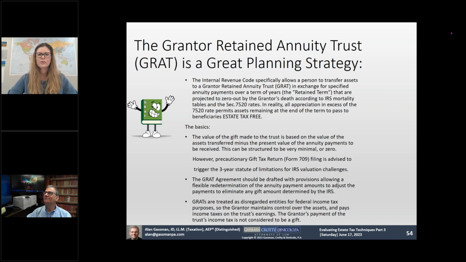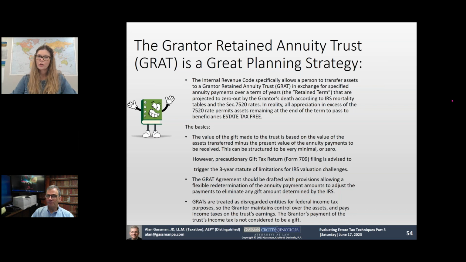So this is a transfer into a trust. It's a grantor type, so the grantor still has control. They don't give up control of the assets. It's disregarded for income tax purposes, so the grantor still pays the income tax on it. You can put discounted assets into it to get them out of your estate.